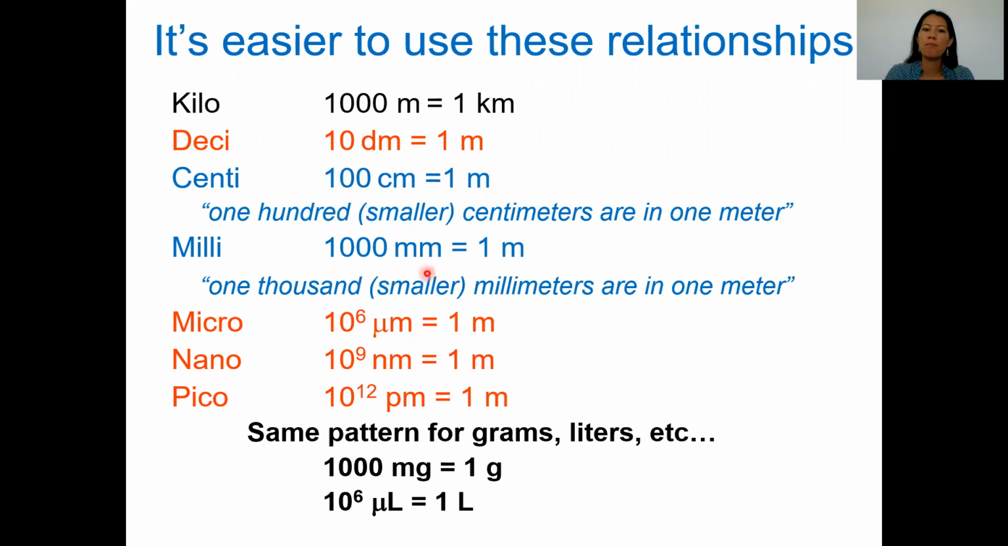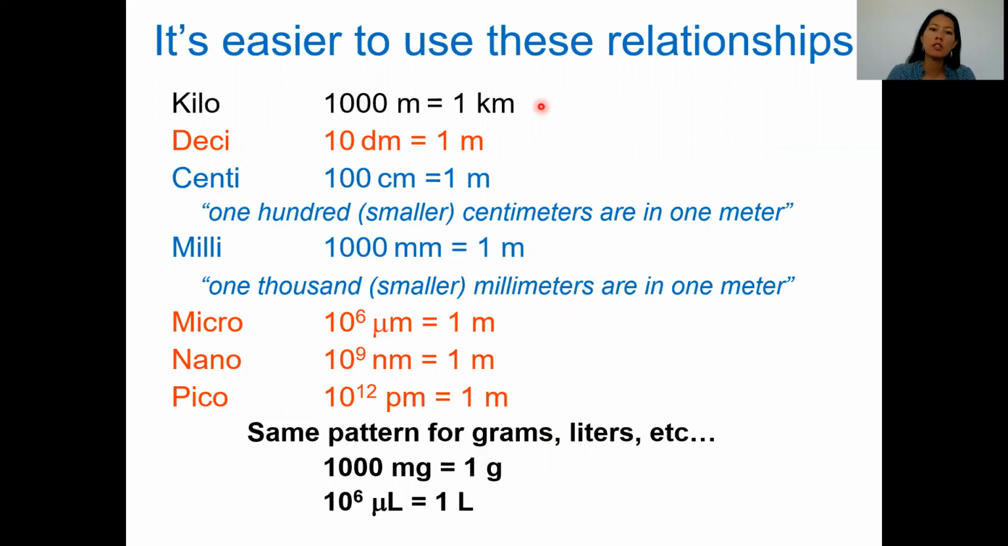1,000 smaller millimeters is equal to 1 meter. 10 to the 9, or a billion, nanometers is 1 meter. You can use these, and I recommend this. We're going to do what's called unit conversions. I recommend using this page to help you do these conversions.